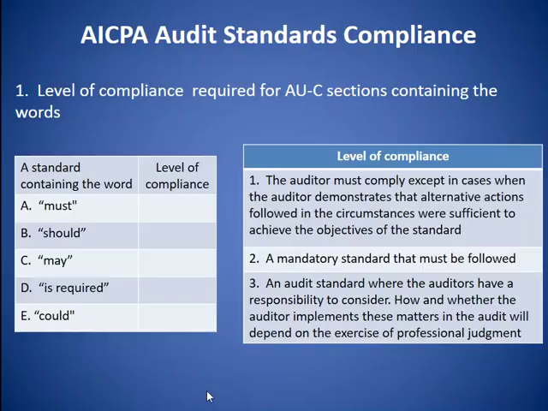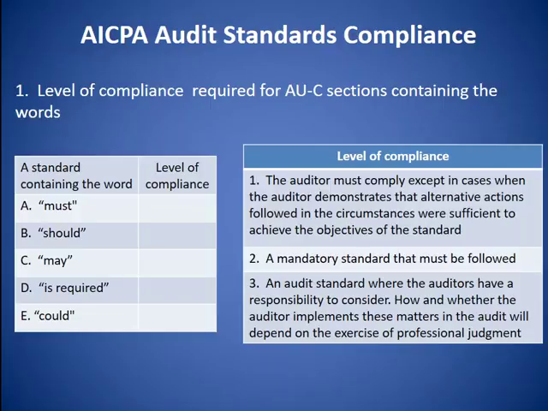Okay, now we're going to do a very brief, in effect, simulation. It's a pretty simple simulation, but it deals with the level of compliance required for clarified standard sections containing certain words. Over on the left-hand side, it says a standard containing the word, and we have different words: must, should, may, is required, and could. We have to determine over on the right-hand side the level of compliance each of these words implies.